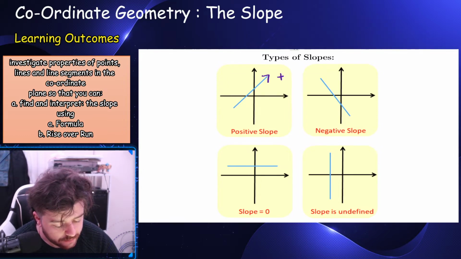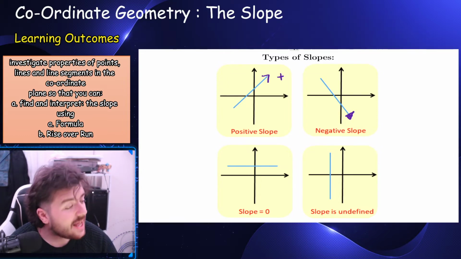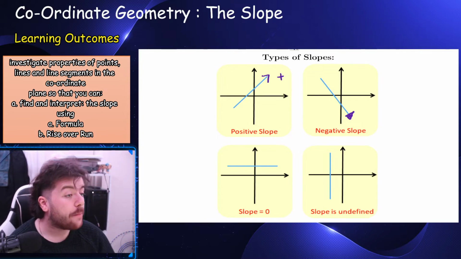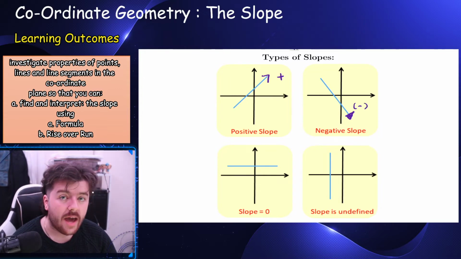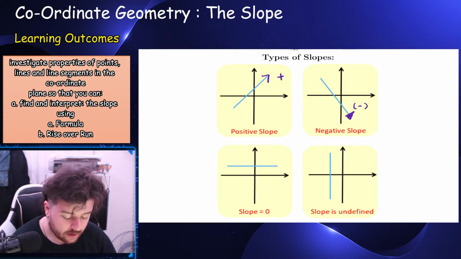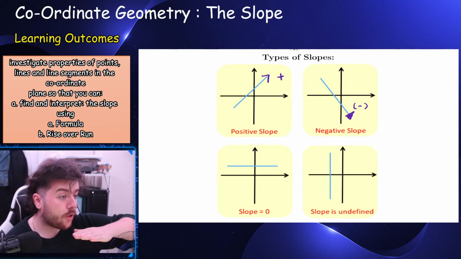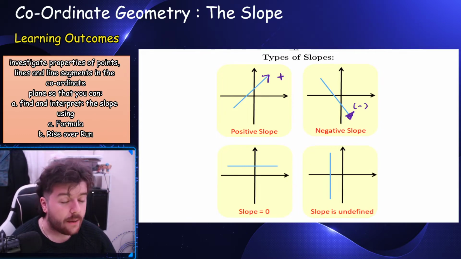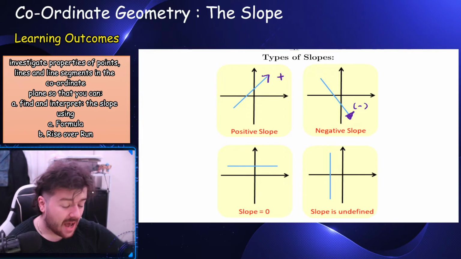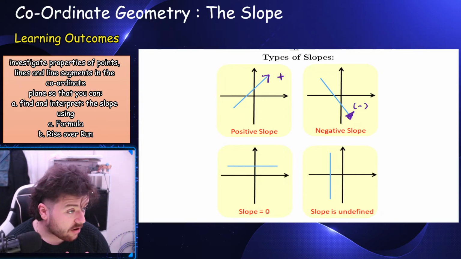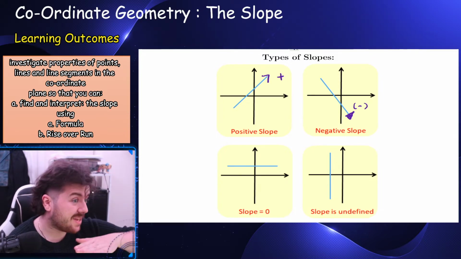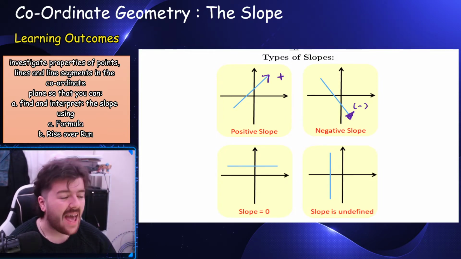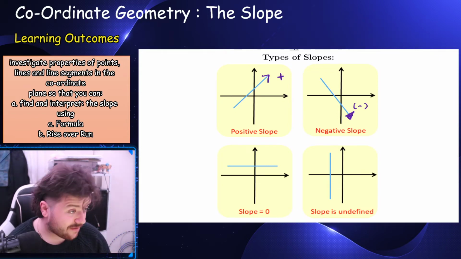So if the end of my line is pointing downwards, I'm going to have a negative slope, because negative people go to H-E double hockey sticks. Then if I have a perfectly vertical line, my slope is going to equal 0. Did I say vertical? I meant horizontal. If I have a perfectly horizontal line, my slope is 0. And if I have a perfectly vertical line, my slope is undefined.